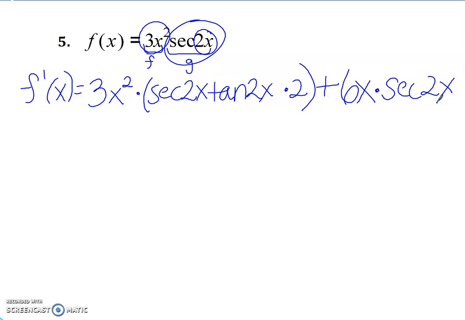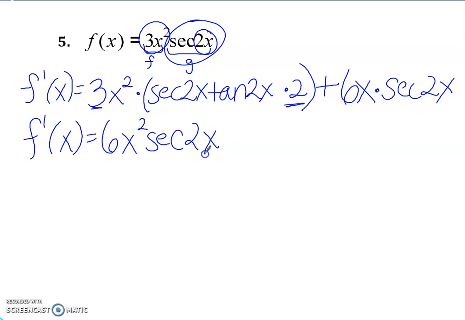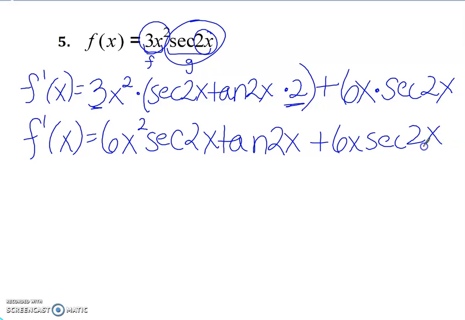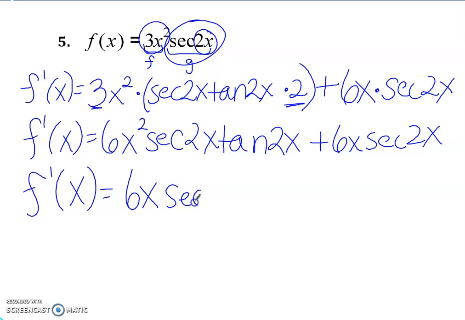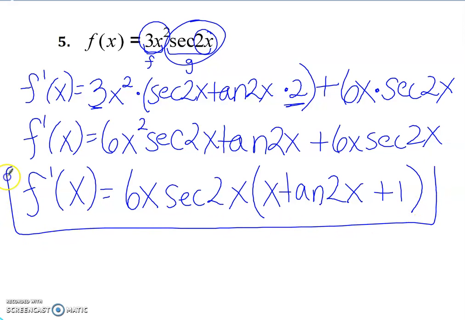Okay, so let's simplify this. That 2 multiplies with the 3, making this 6x squared secant 2x tan 2x, plus 6x secant 2x. Okay, we are going to GCF out. What can I take out? I can take out a 6x and a secant 2x, which leaves me with x tan 2x plus 1. Awesome.